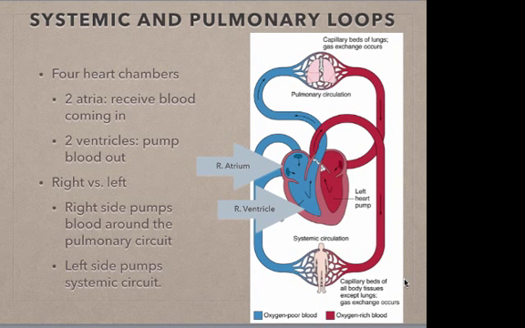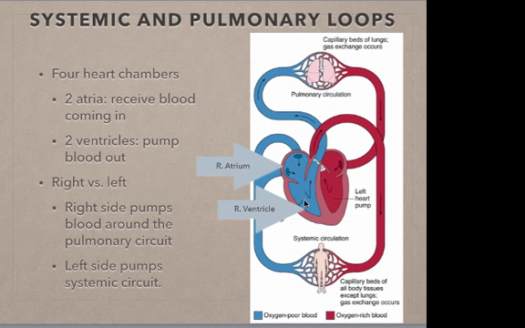The heart has four different internal chambers. It has two atria, and the atria are up top here. This is the right atrium. The left atrium is over here. And both atria receive blood. The blood coming in from either the lungs or from the body first enters the heart into the atrium.